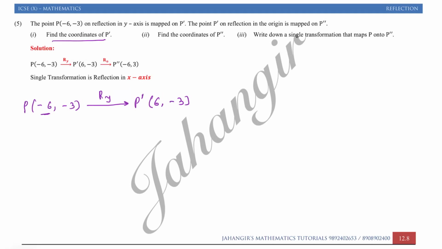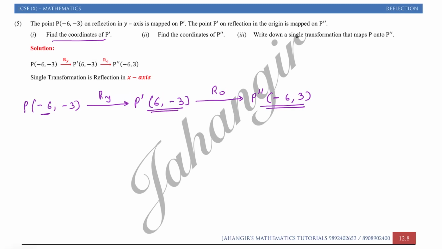Okay, now the P dash on reflecting in origin maps to P double dash. So when it's mapped in origin, both signs will change: 6 will become -6 and -3 will become 3. Both signs will change. So write down the coordinate of P double dash. So we got the first two answers.